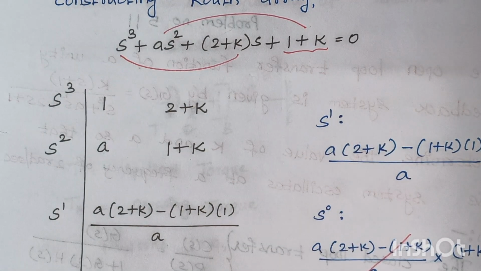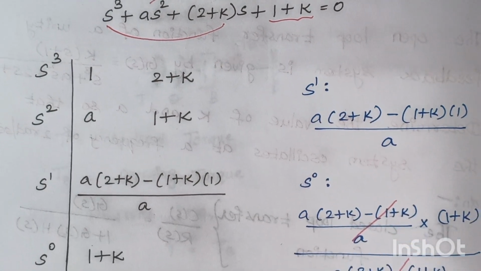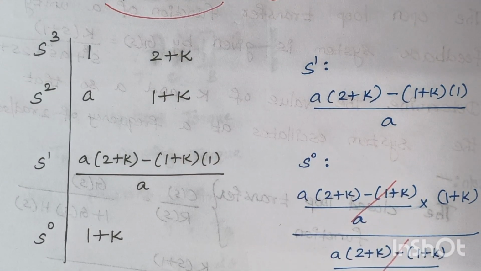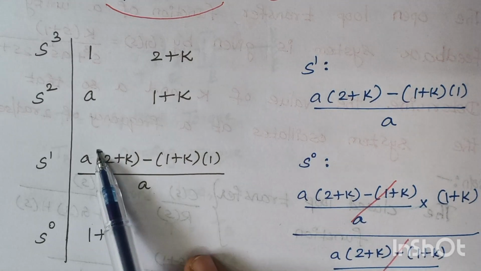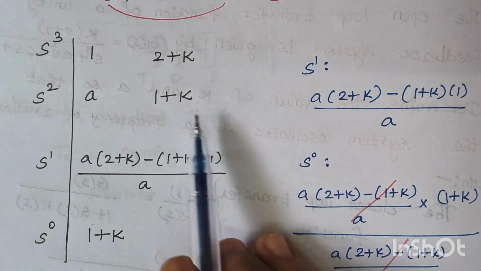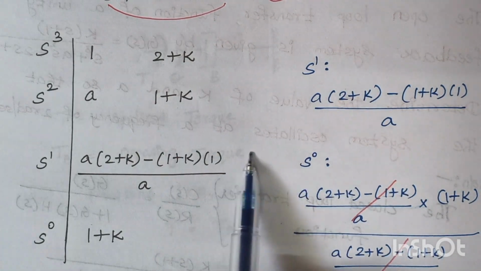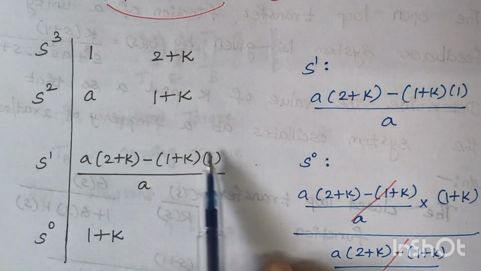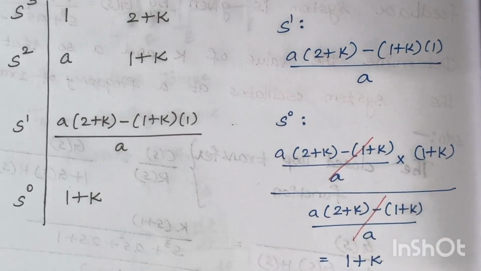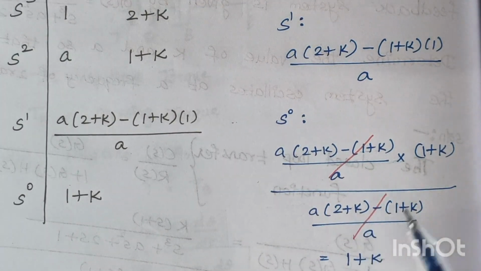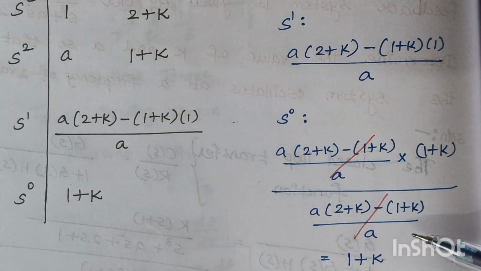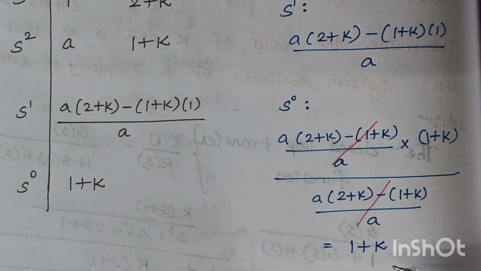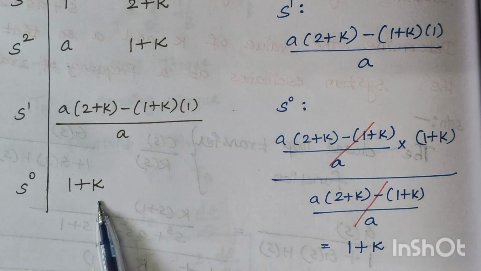Right. So the next step is finding s to the power 0. So how to find s to the power 0? Again this term will get multiplied by 1 plus k and here there is no second term, so this is 0. So 0 into a divided by again this corner term. Right. You see here I had written the steps. So these two terms cancel each other and finally the answer we are having is 1 plus k. So here I am writing 1 plus k.